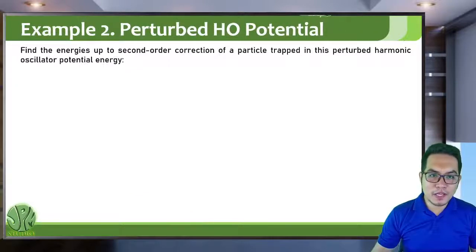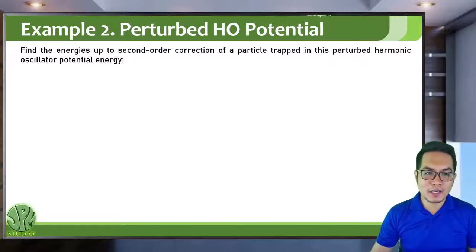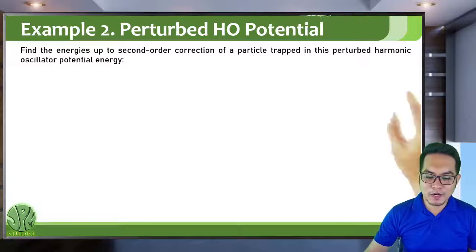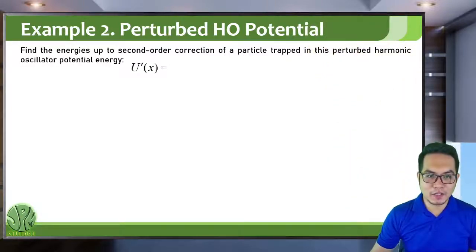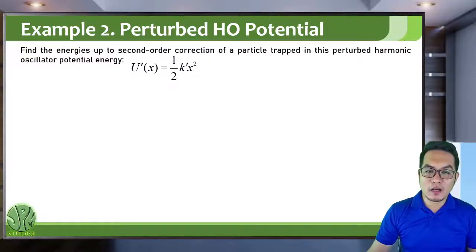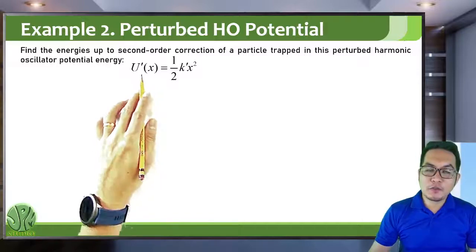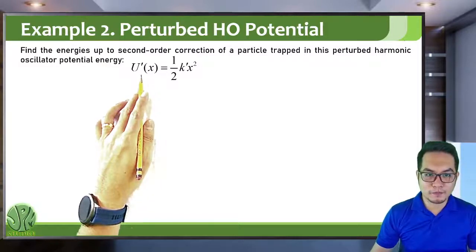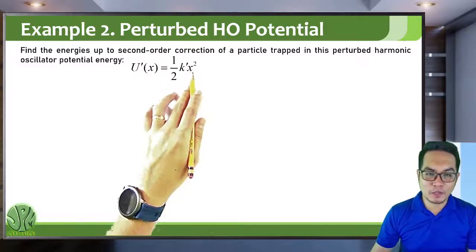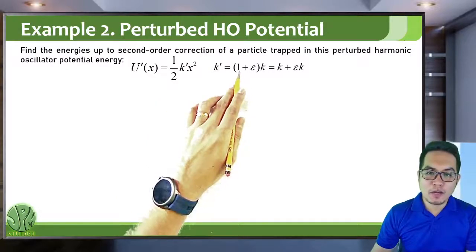Next example is for a harmonic oscillator potential. So find the energies up to second order correction of a particle trapped in this perturbed harmonic oscillator potential energy. So if you will recall, the potential energy, if a particle is trapped in a harmonic oscillator potential, is 1/2 kx squared. Now, there's a new potential energy, U prime. It's 1/2 k prime x squared, where k prime is 1 plus epsilon k.